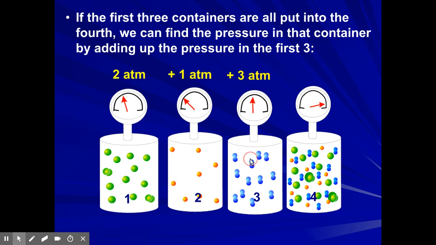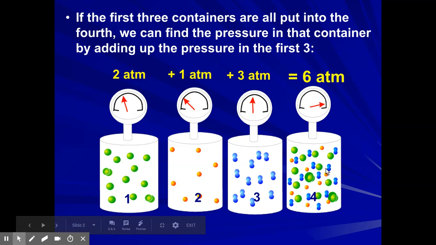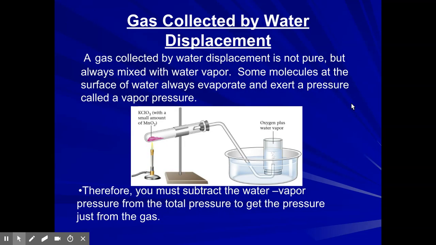Here's another example. 2 plus 1 plus 3 equals 6 when you add them all together. So the green ones, the orange ones, the blue ones, individually, 2 atmospheres, 1 atmosphere, 3 atmospheres, all together in the same container, 6.